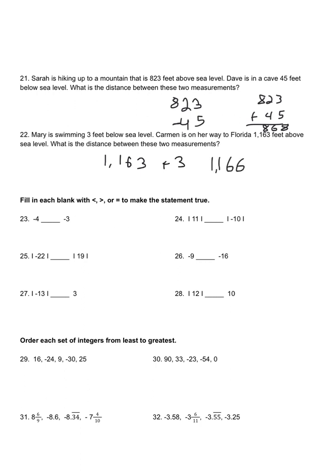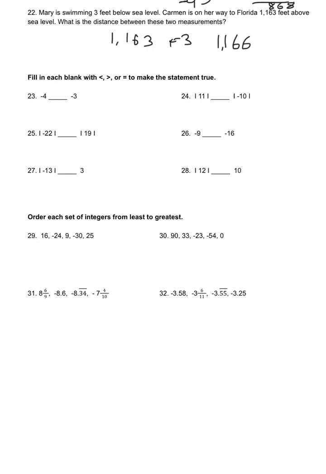1,166. For all of these story problems, we are just adding the absolute value, just because the below sea level measurements technically are negative numbers, but in order to find the measurement between the two, we are adding the absolute values of both.